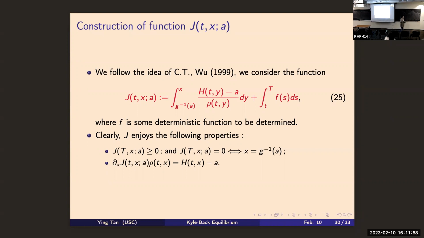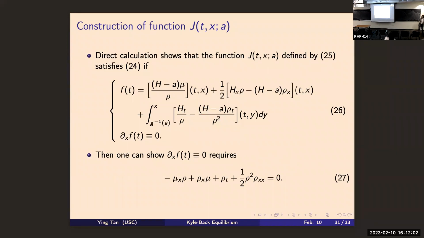Now we plug this function J into the first PDE. It should satisfy it. We can get the result that if mu and rho satisfy this compatibility condition, then J is well defined, which makes the alpha the optimal one. Yeah, that's the main story.